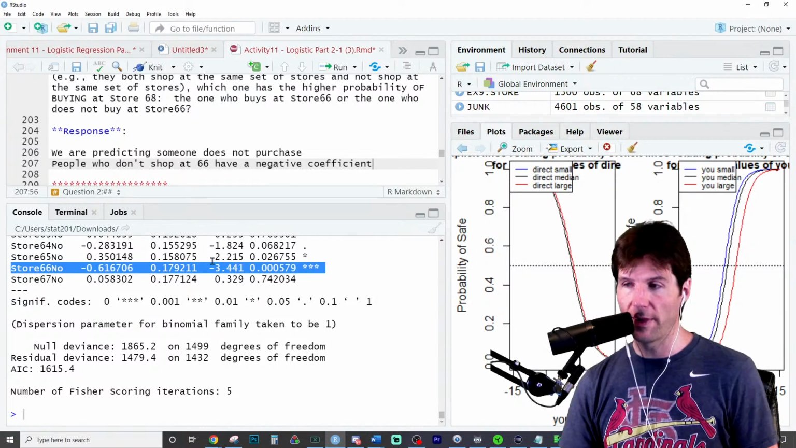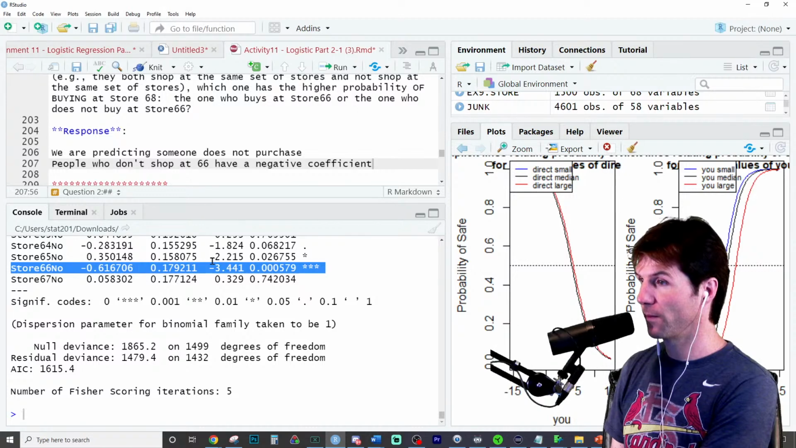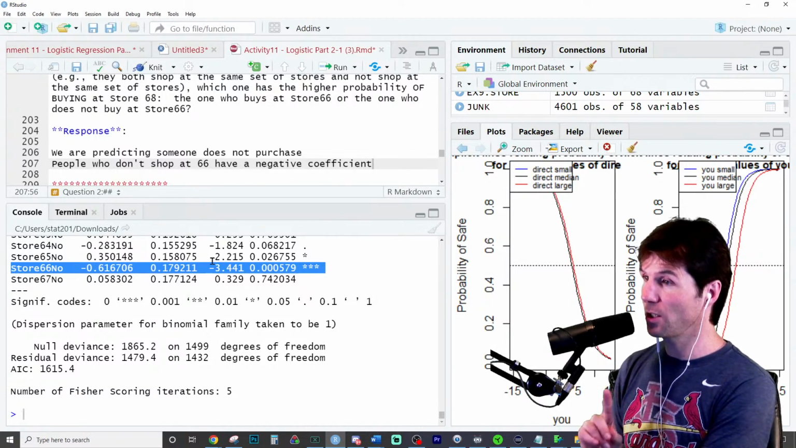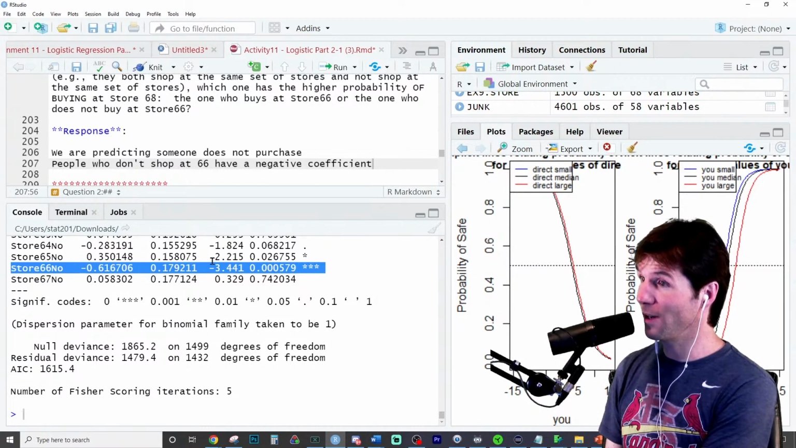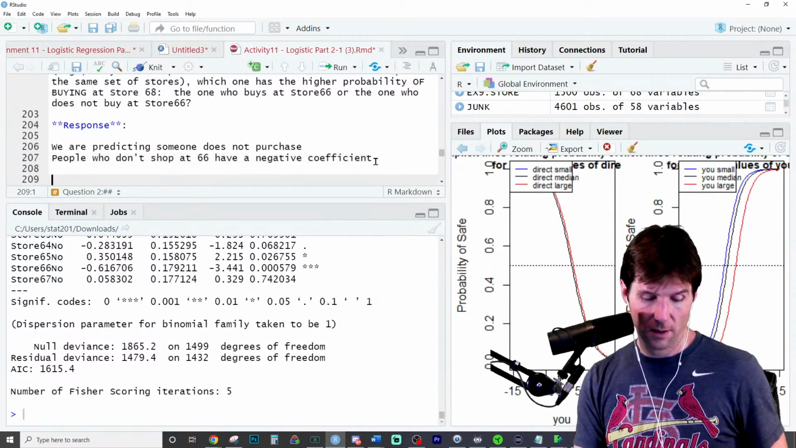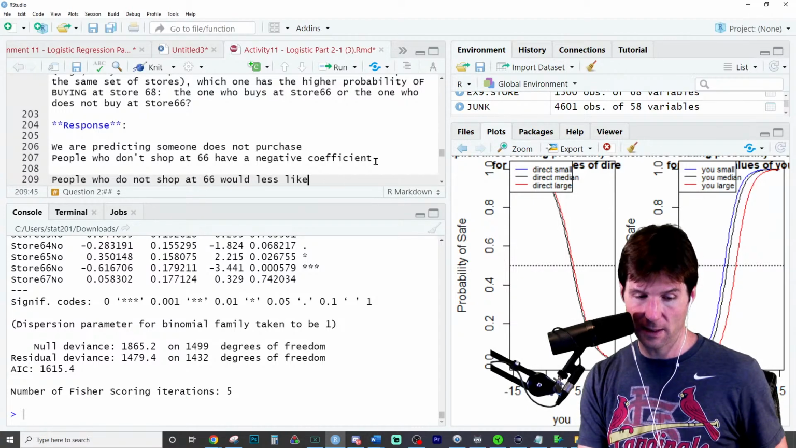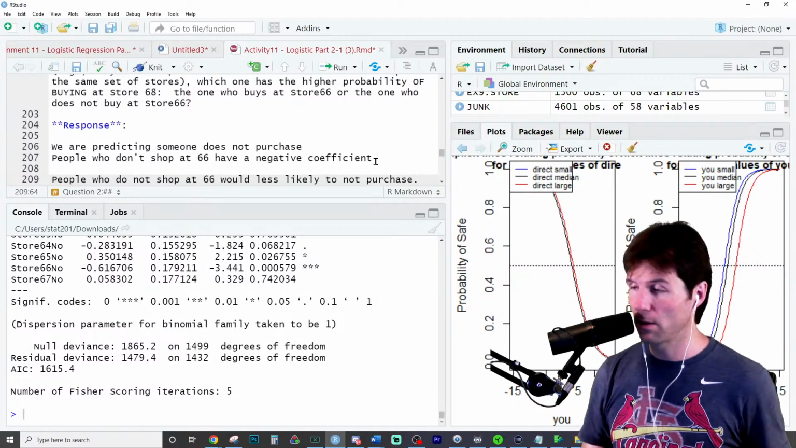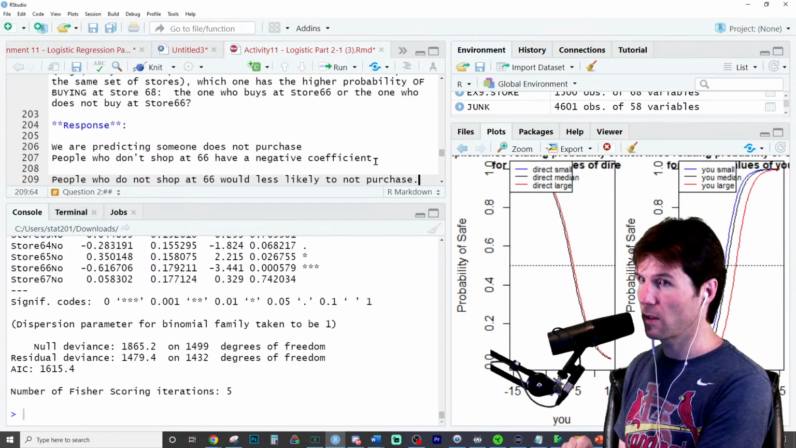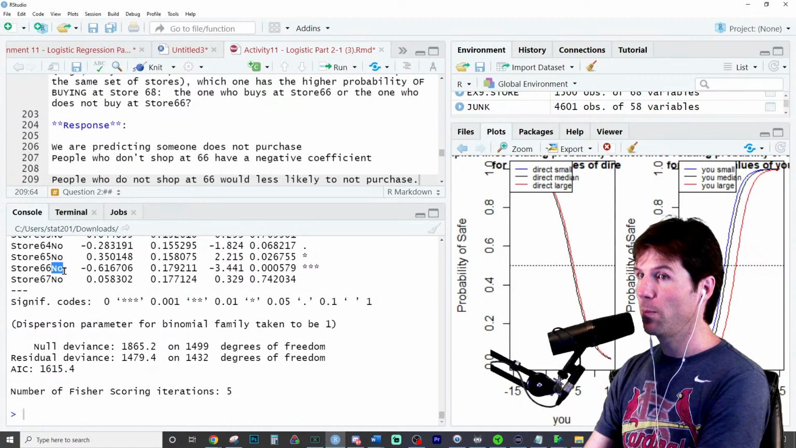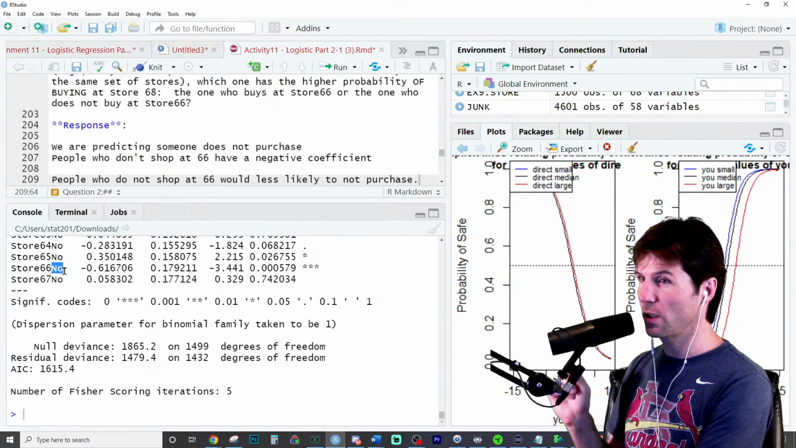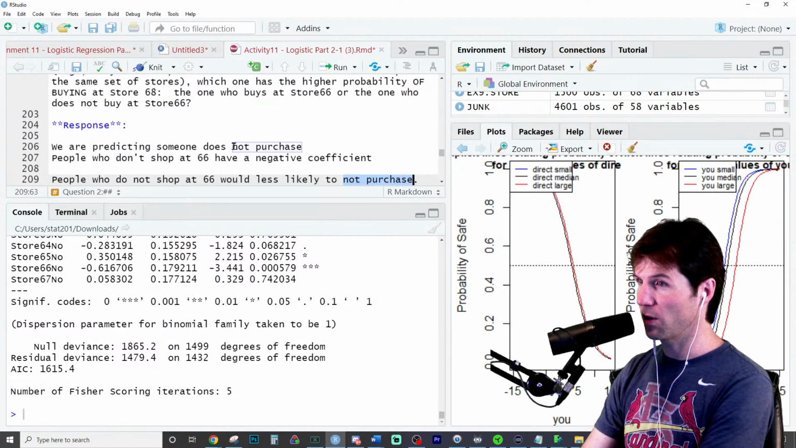Does that make sense? That would mean between two people where one shops at store 66 and one does not, the people who do not shop at store 66 would be less likely to not purchase. That's a lot. Does that phrase make sense? Because that's tough to get out of this. Why am I saying not? Because people who do not shop, because that's the indicator, at store 66, I'm saying less because of the negative, and then not purchase because that's the level of interest. It decreases the level of interest. So I have my indicator here.